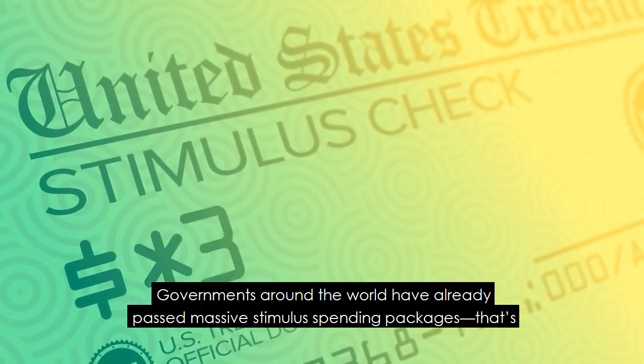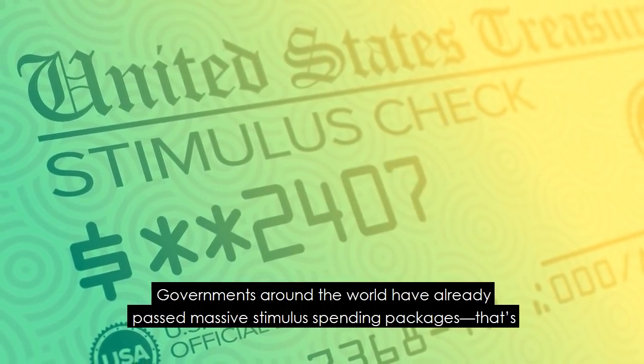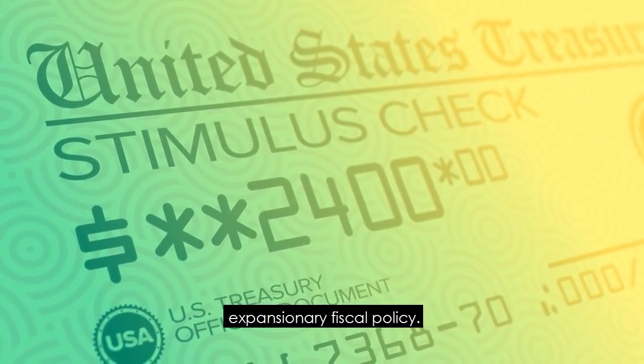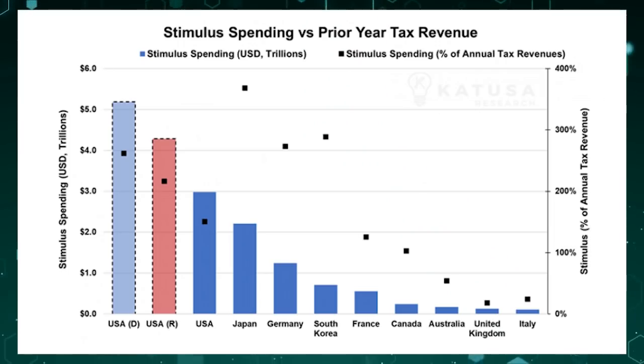Governments around the world have already passed massive stimulus spending packages. That's expansionary fiscal policy. In the chart you're looking at right now, you'll see the amount of stimulus spending by major countries versus the tax revenues that those countries are bringing in. Now, you'll see two bars for the US. Unsurprisingly, the Democrats and the Republicans can't come to an agreement, so we've shown both bars. Either way you look at it, the amount of money being injected into the system is astronomical and never seen before. These packages are intended to jumpstart the economy through the spending of money and increased employment.